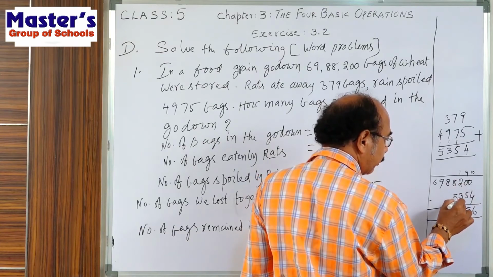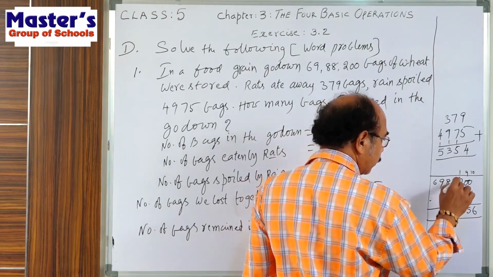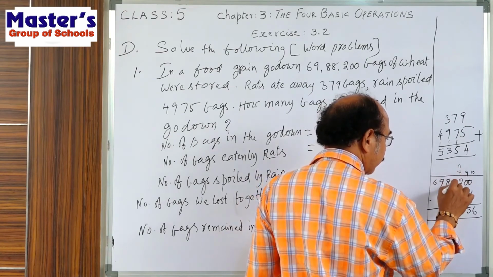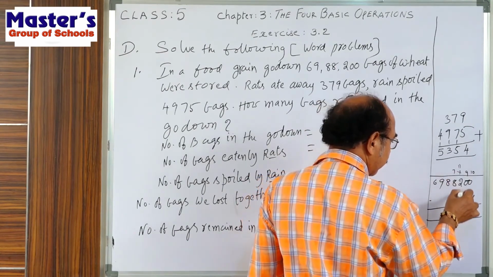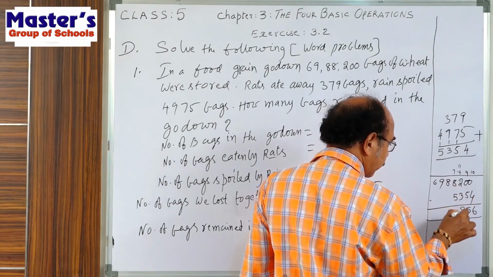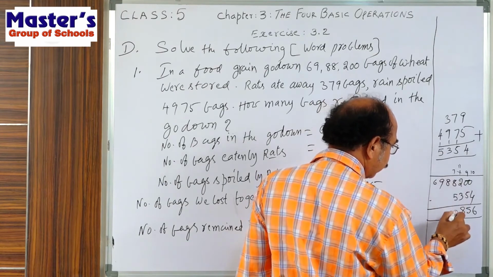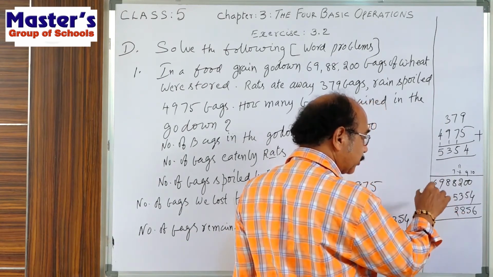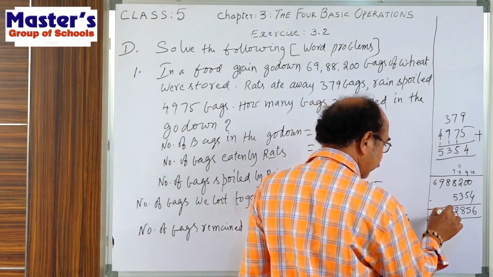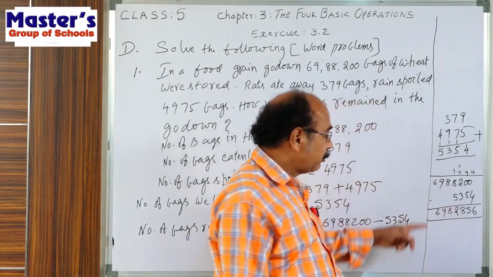Can you subtract 3 from 1? No. That's why ask for a borrow. So 1 becomes 11 and 8 becomes 7. Now here 11 minus 3, how much? 8. Here 7 minus 5, 2. The remaining numbers as they are, we write 8, 9, 6. In those 3 numbers, no change.